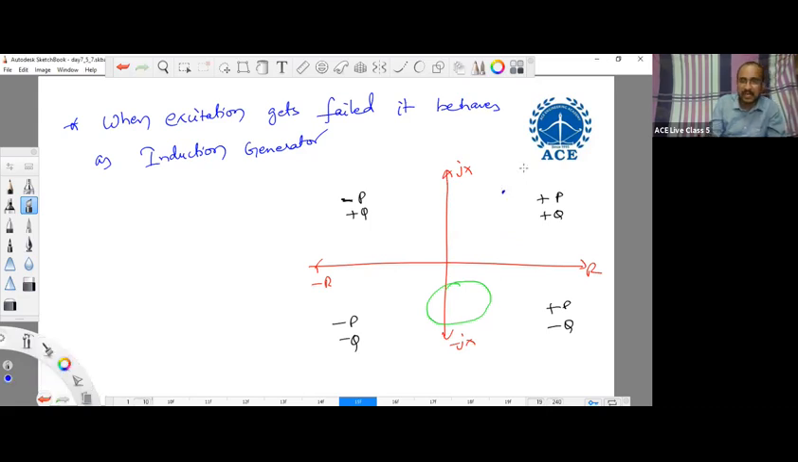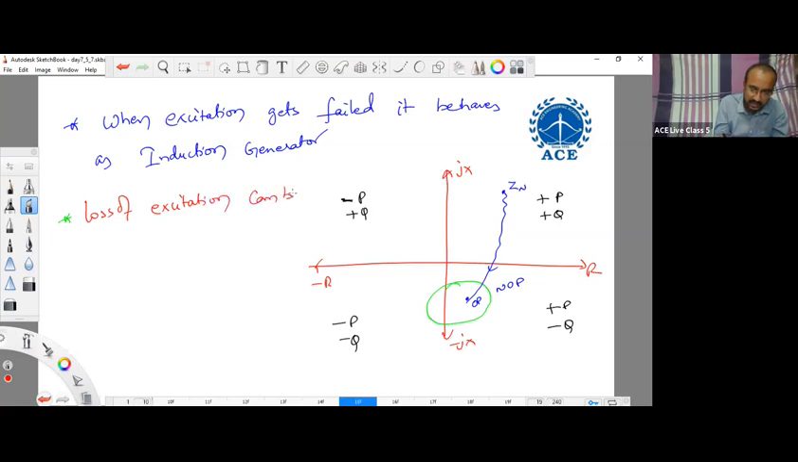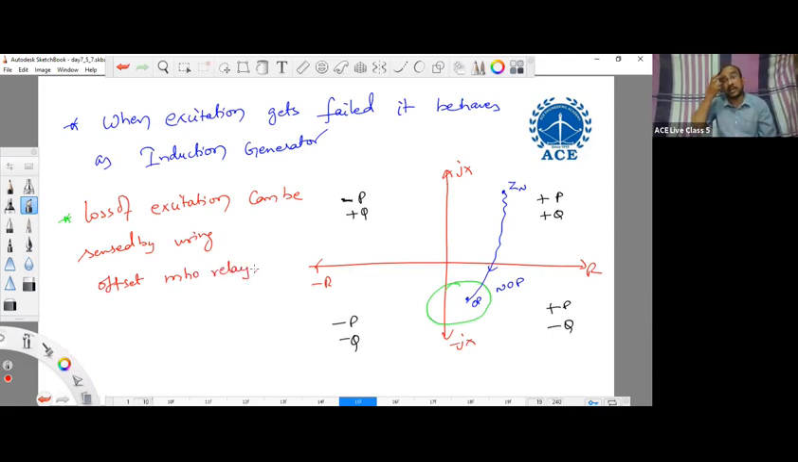What happens? During normal condition, the impedance point will be at this position. But whenever the loss of excitation takes place, it may fall under this operation and the relay will operate for the fault. So which relay is used for loss of excitation? Loss of excitation can be sensed by using an offset Mho relay.